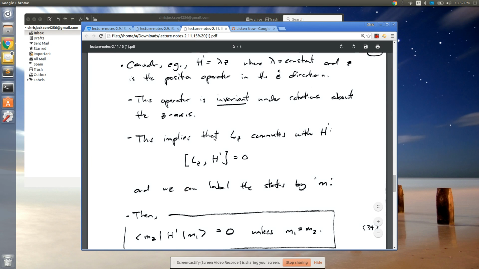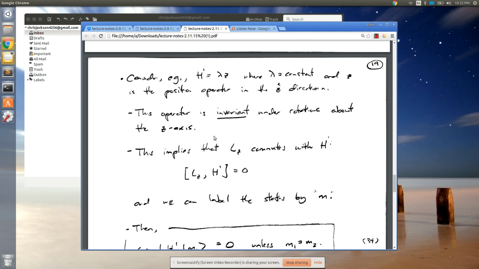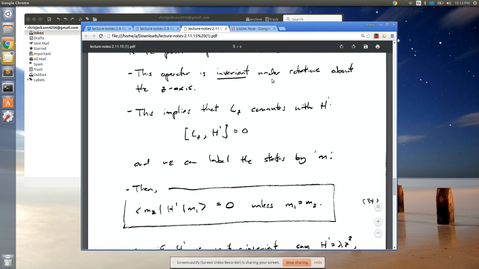Okay. So one particular example is where the perturbation Hamiltonian is lambda, some small parameter, times z. And here z is the position operator in the z direction. It's z because we're leading up to working with hydrogen atoms, and we always pick the z direction to be special because of the LZ operator. All right, so z is pointing in the z hat direction, right?